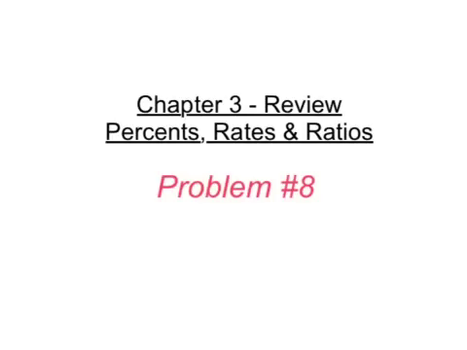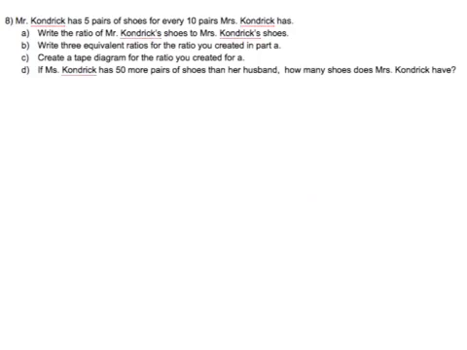We're going to go through problem number 8 from the percents, rates, and ratios review. So, Mr. Condrick has 5 pair of shoes for every 10 pairs Mrs. Condrick has. We're going to do A and begin by just writing the ratio of Mr. Condrick's shoes to Mrs. Condrick's shoes. So, Mr. Condrick has 5 for every 10 that Mrs. Condrick has. That is a ratio of 5 to 10.